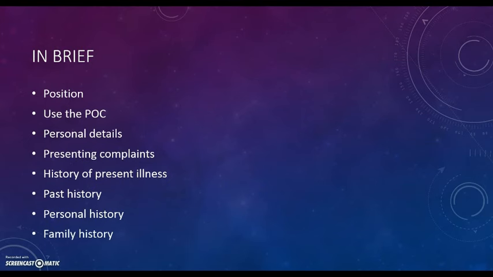In brief, both you and the patient should be in a comfortable position before taking history. In general, use the POC system, the patient's own words, open-ended questions, and closed-ended questions. While taking history and writing the case sheet, the order is personal details, presenting complaints, history of present illness, past history, personal history, and family history. And at the end, present in a loud, clear voice, and the person hearing you should be able to reach a few differential diagnoses from your history.